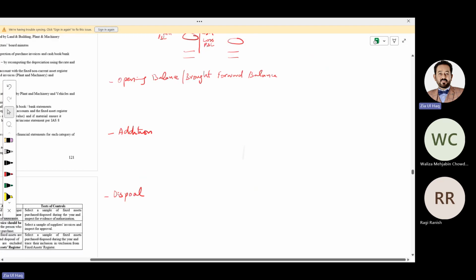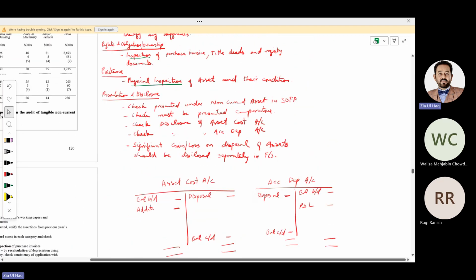How can we verify presentation and disclosures? These are the procedures we have learned so far, 5 procedures. Check that assets are presented under non-current assets in the balance sheet. Check whether they are presented comparatively. Check disclosure of the asset cost account. Check disclosure of the accumulated depreciation account. And see if there is any significant gain or loss on disposal of asset, which must be disclosed separately in the financial statements.